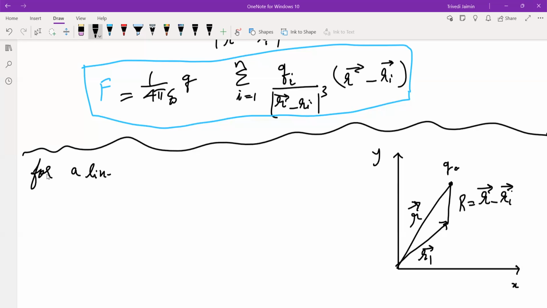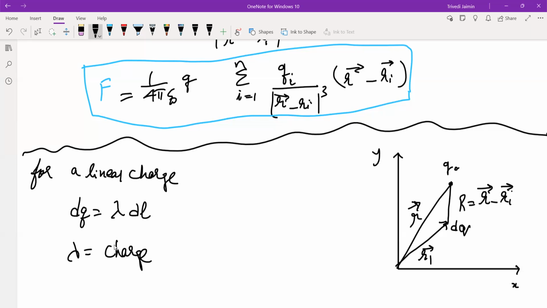For a linear charge, dq equals to, what is dq? This one. Lambda dl. Now, what do you mean by this lambda? Does anyone know this? What's lambda? Charge per unit length. Lambda is charge per unit length.